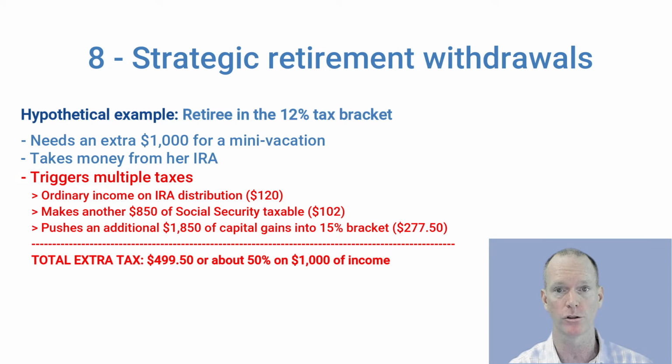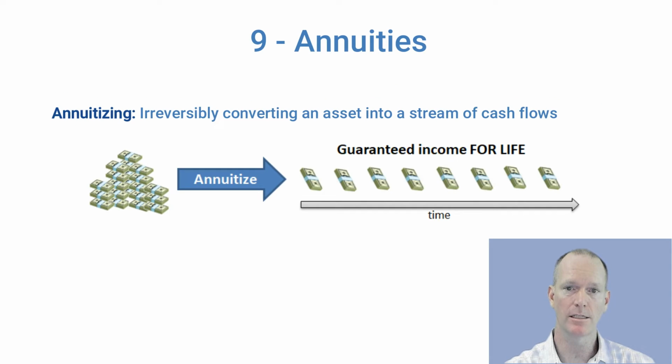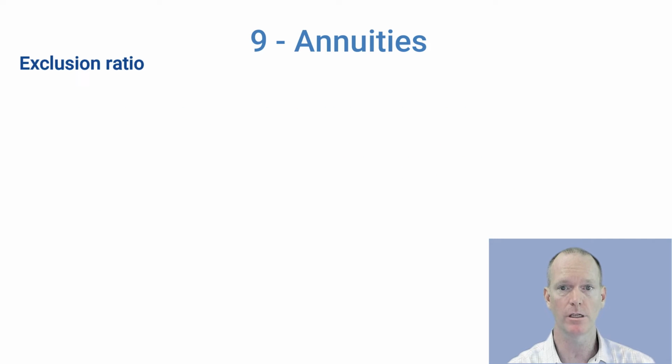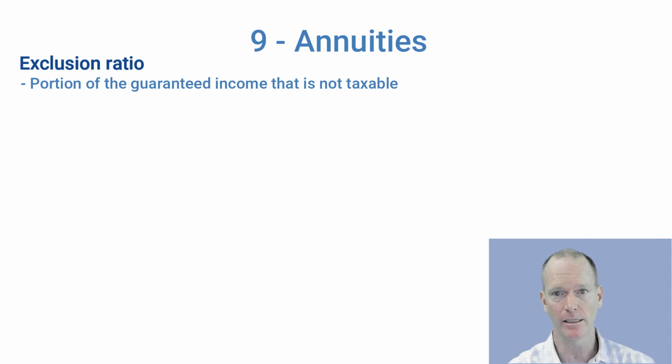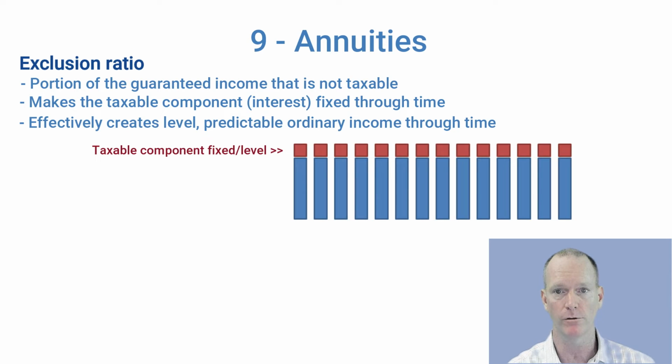Now we're on to the next to the last idea, and that has to do with annuities. When you annuitize money, the IRS gives a special treatment to the taxation of the annuitized income. In particular, they use something called the exclusion ratio to determine how much of that income each year is taxable versus not taxable. And this exclusion ratio effectively levels out the taxation throughout your retirement. And that's a very important advantage.